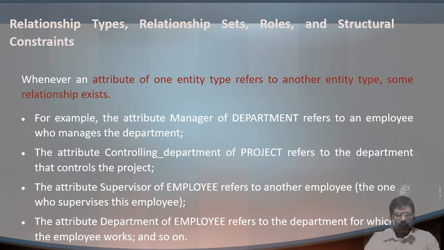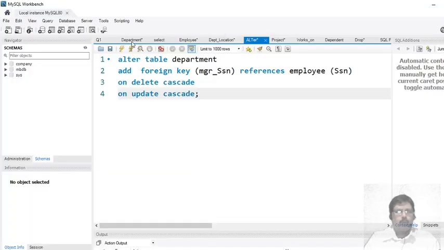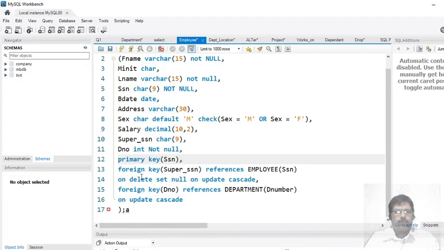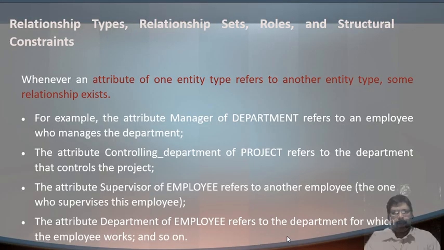So that is the relationship within the table. I want to show you that. Just go to the employee table. Here you see we have a foreign key, Super SSN, which is referencing the SSN number. So that is the concept given here. Here you can see the attribute supervisor of the employee refers to another employee, so its meaning is like that.